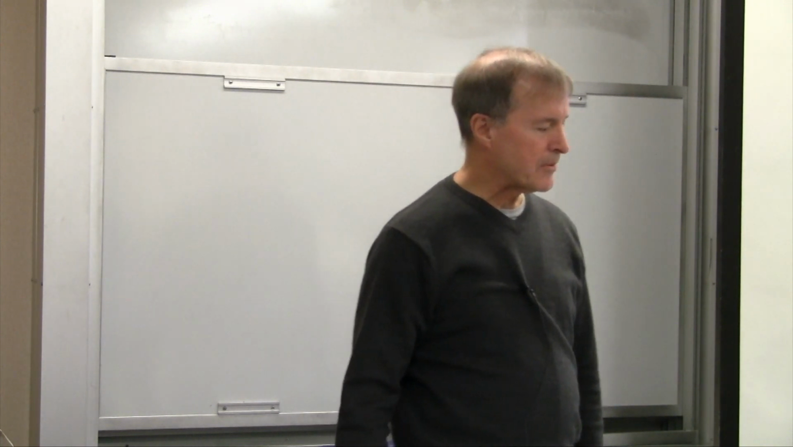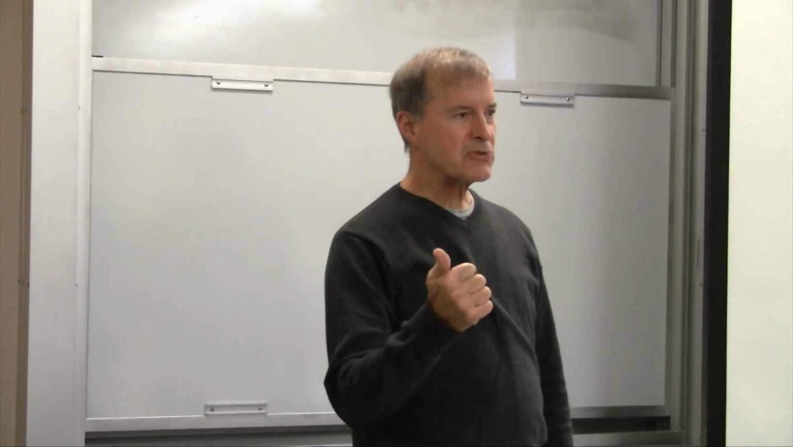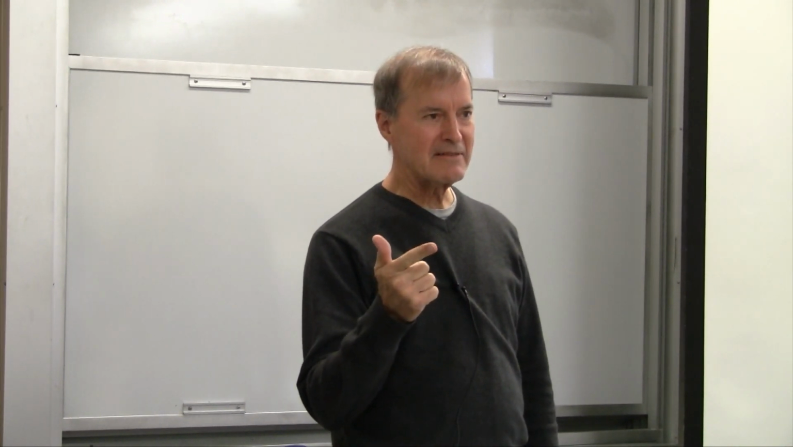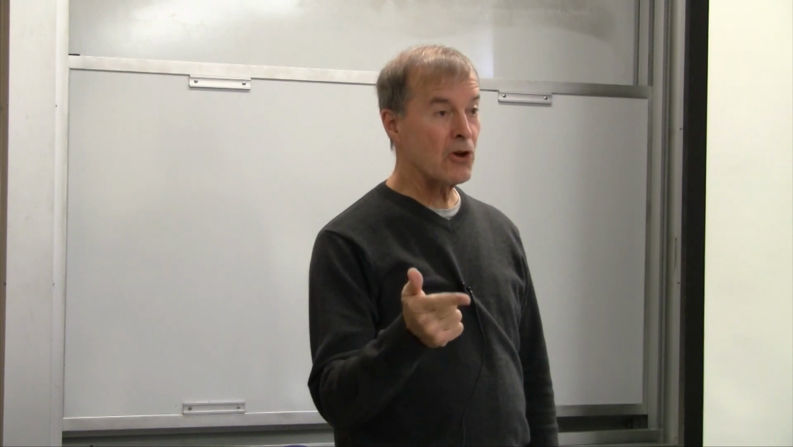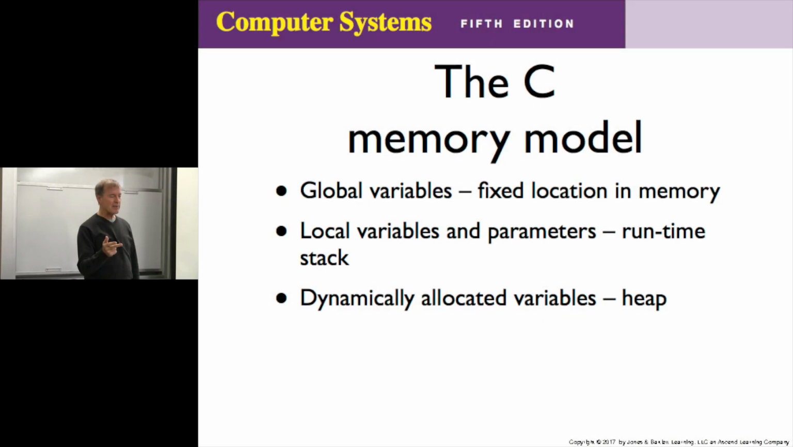All right, so remember the three parts of the C memory model. Global variables are stored where? Fixed location in memory. Locals and parameters on the runtime stack. And the third one, which we're just going to do very briefly now, are dynamically allocated variables, which are allocated from the heap.